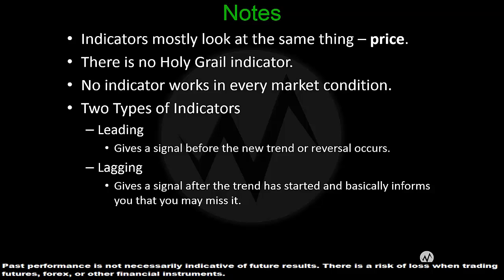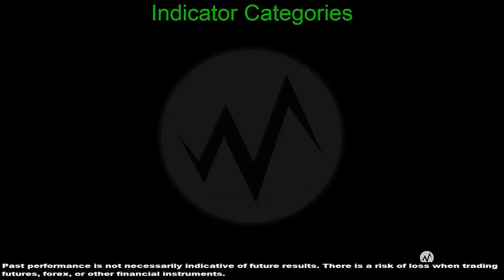Really, there are two types of indicators here. You have your leading, which will give you a signal before a new trend or reversal occurs. You also have your lagging, which gives a signal after the trend has started. And it basically slaps you in the face, saying, hey, you might be missing out on this. Check it out, get in on this trend here. Those are the broad categories, and we'll break these down into some smaller categories here.